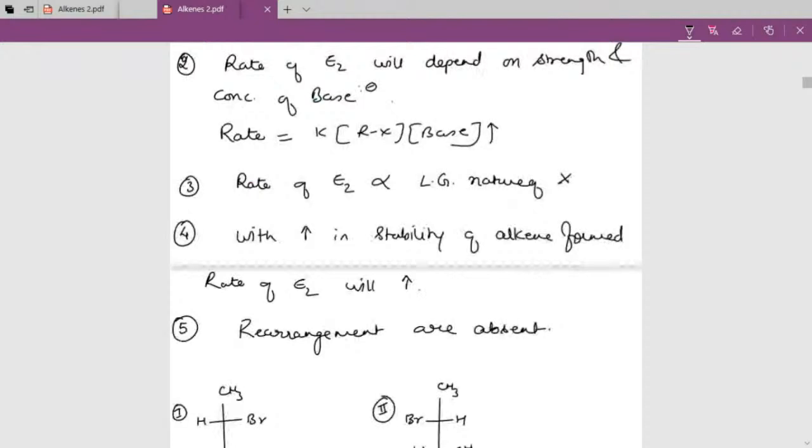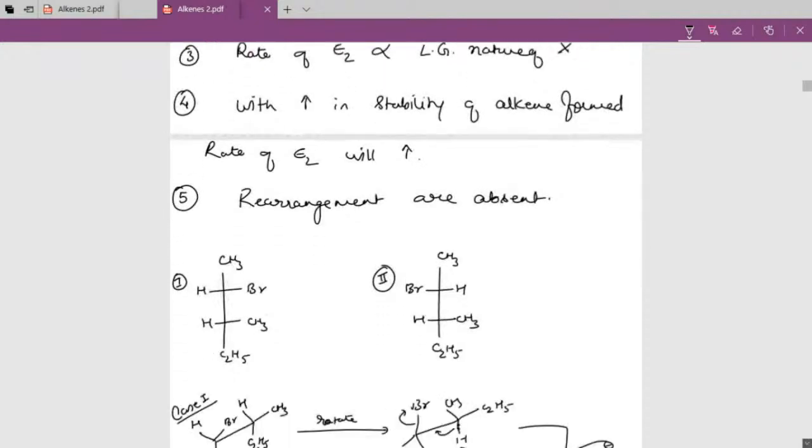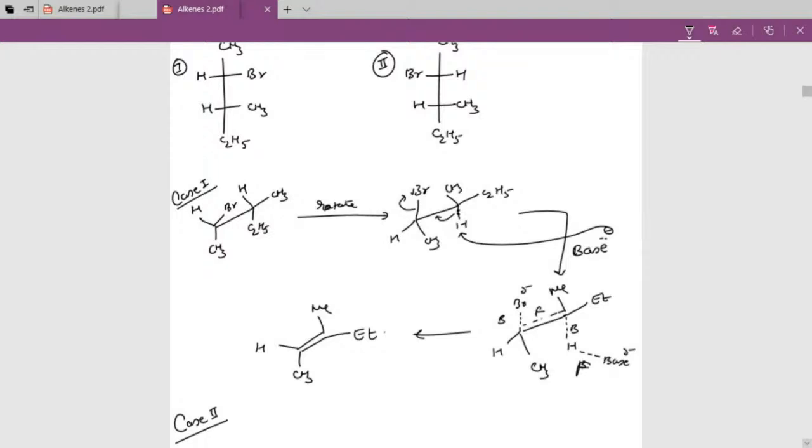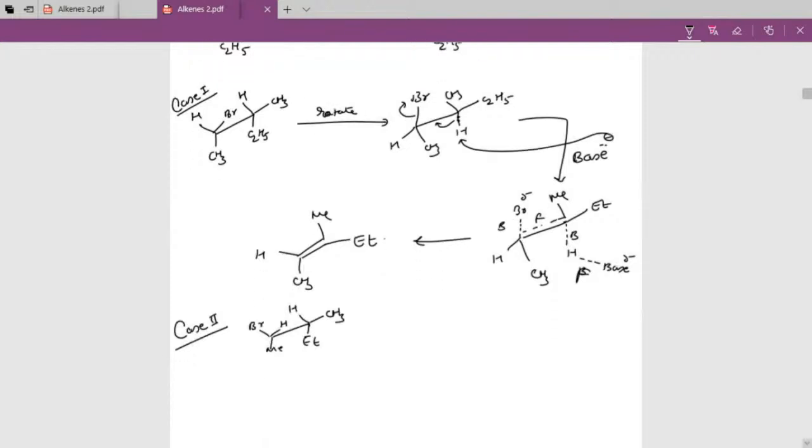First, let me draw the conformation of case 2. So it is Me, Et, Et, H, CH3, bromine, and H. This is what is there.